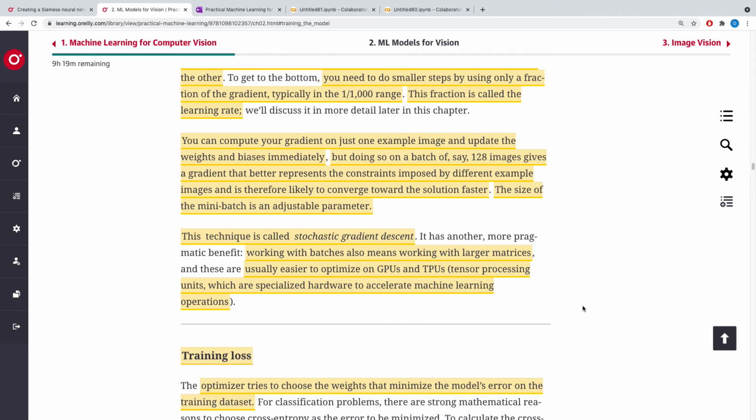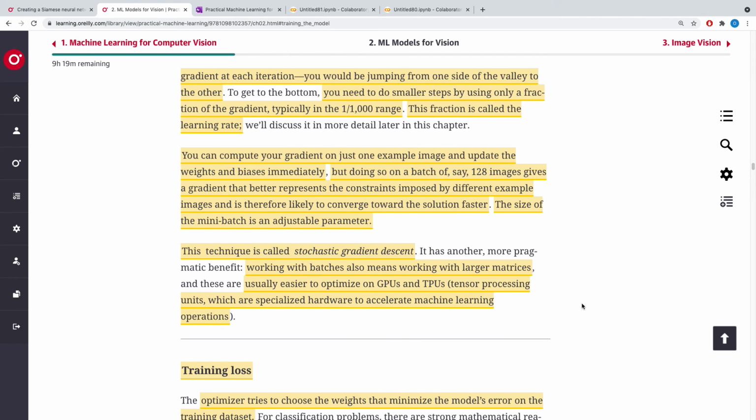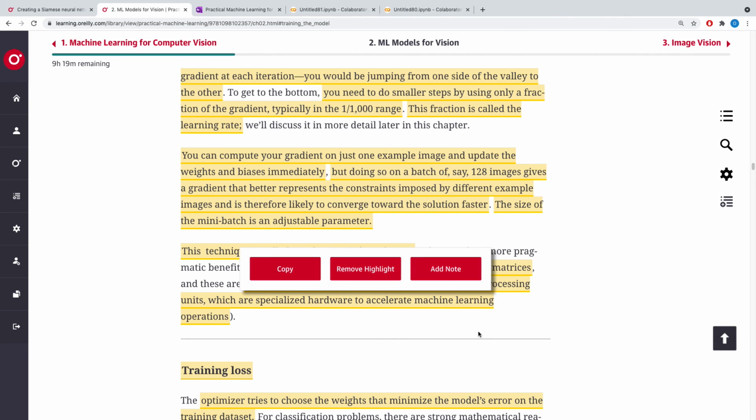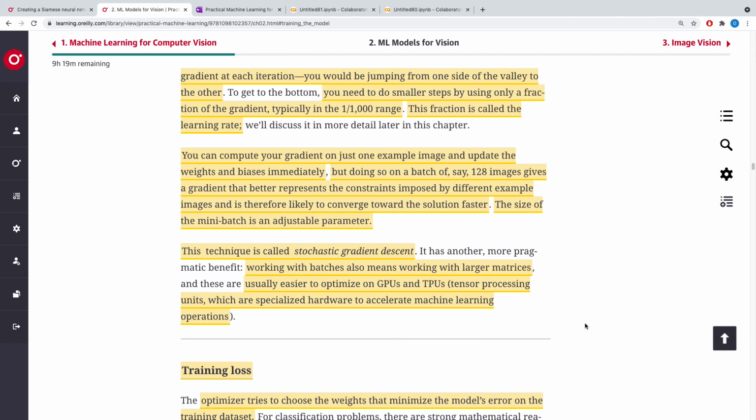This technique is referred to as the stochastic gradient descent, and you can benefit from using a batch where you have 128 images, that is, 128 matrices, and you can do the matrix operation on 128 matrices on a GPU, because it's optimized for that operation, or faster on a TPU.